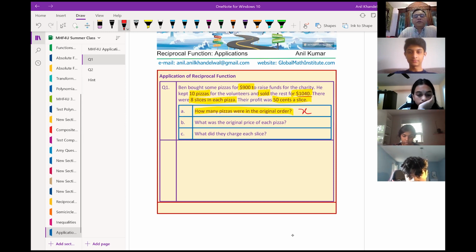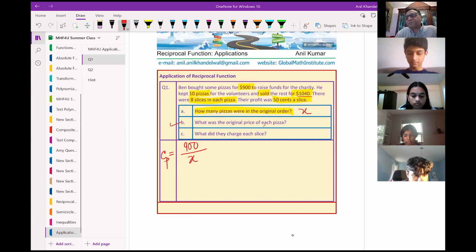Now, part B, can you read this part? Yes, sir. What was the original price of each pizza? Can you estimate what could be the original price? Total price is $900, right? So $900 is the total. We don't know how many pizzas, but you want the price, dollar value, correct? So if you divide by the number of pizzas, you know each pizza cost, correct? This is the original price. We say cost price. Is that okay?